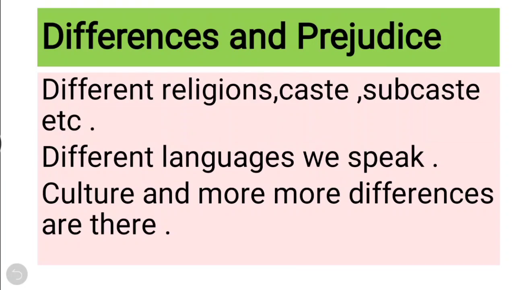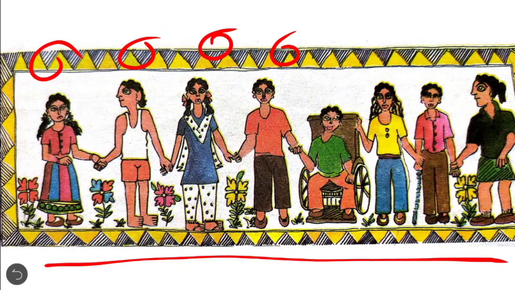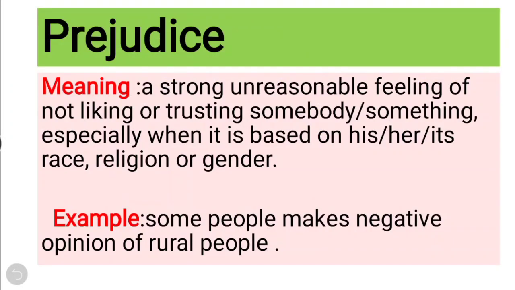India is a vast country which gives the platform for each and every religion and each and every caste to follow their ways here. At last we see that India is a diverse country, but still we are united. Culture and more differences are there. So we will move to the second term, that is prejudice.